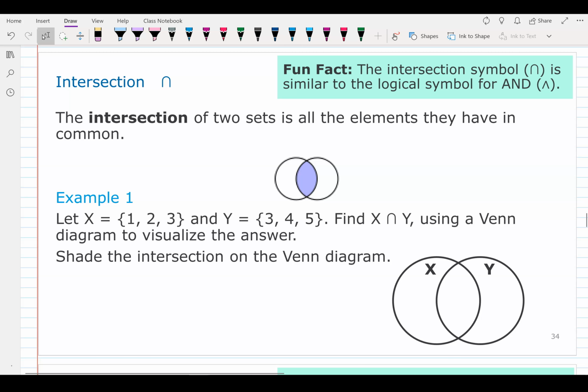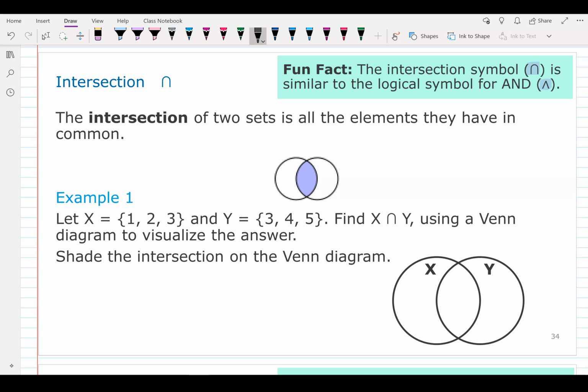Intersection. Like it says here, fun fact: the intersection symbol is similar to the logical symbol for and. So look how close they are. It's almost like if you took this symbol and just kind of squat down the edges, you'd end up getting that and symbol. The intersection of 2 sets is all the elements they have in common. So it's the ones that are in both sets, the ones that are in the first set and the second set.